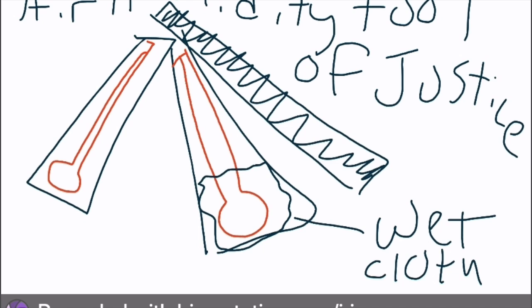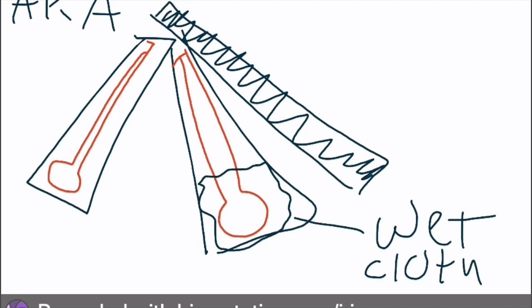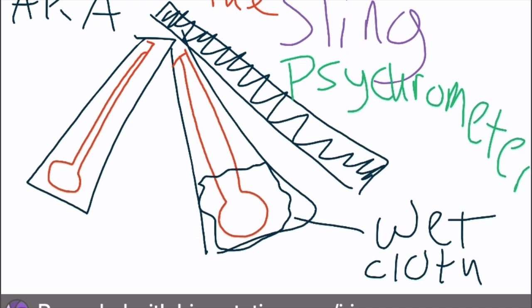We can use this relationship of cooling to actually measure what the relative humidity, or dew point, of the air is, using our handy-dandy air humidity tool of justice, also known as the sling psychrometer of justice.